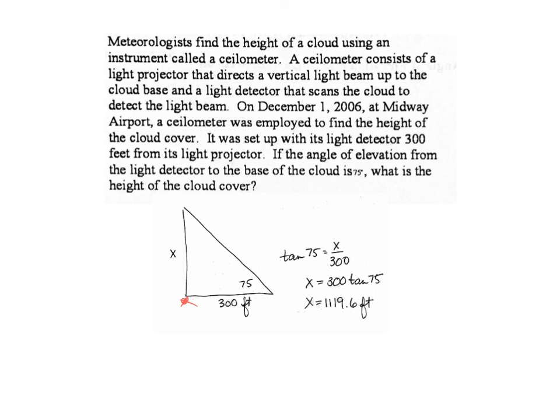To solve for x, I multiply both sides by 300, and I find that x equals 300 times tangent of 75. And when I plug that into my calculator, I get 1,119.6 feet. I know that it's in feet because my ceilometer was measured in feet. The distance between the ceilometer and the detector is 300 feet.